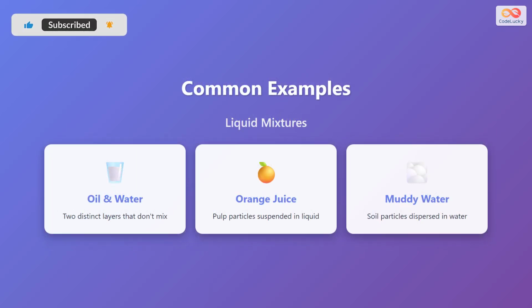Now let's explore liquid-based heterogeneous mixtures. Oil and water form two distinct layers that don't mix, making it easy to see both components. Orange juice with pulp is another example where pulp particles are suspended in the liquid. Muddy water shows soil particles dispersed throughout water, creating a cloudy appearance that clearly indicates it's not uniform.